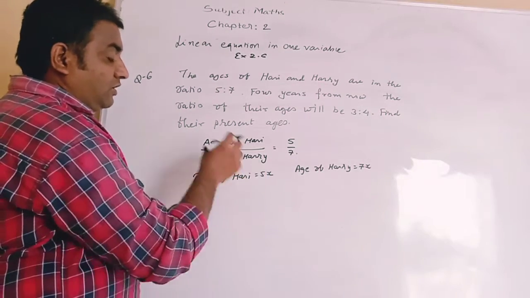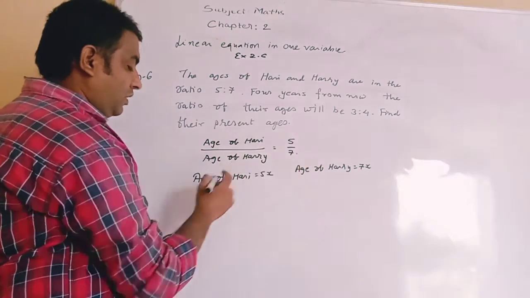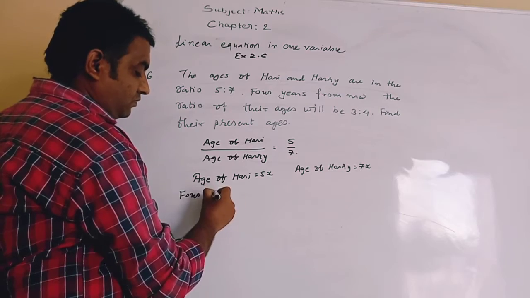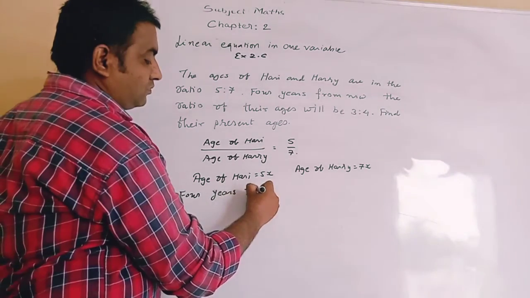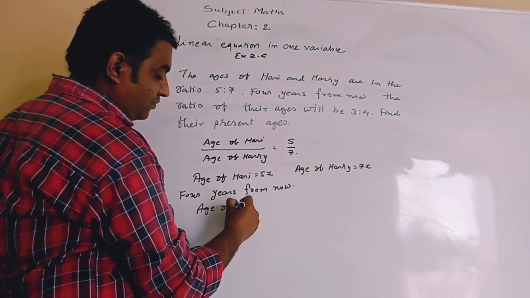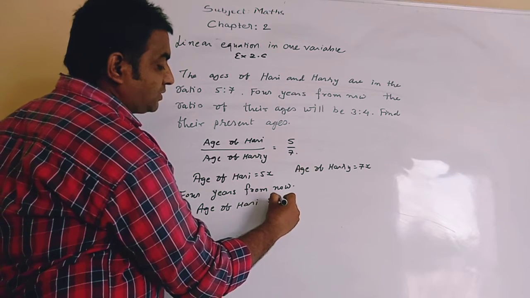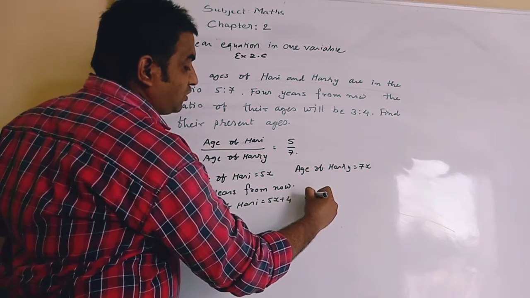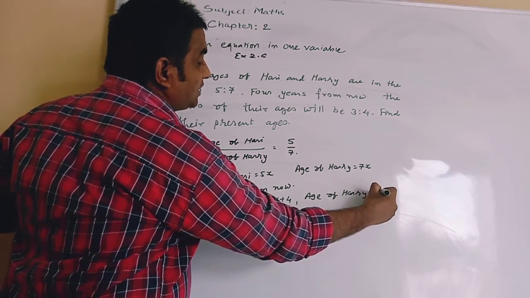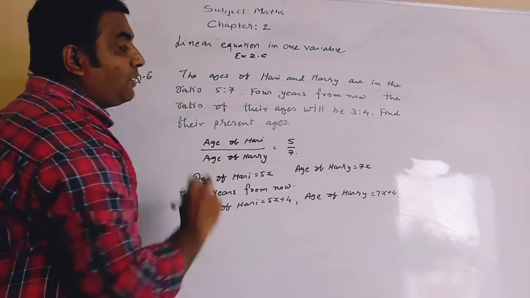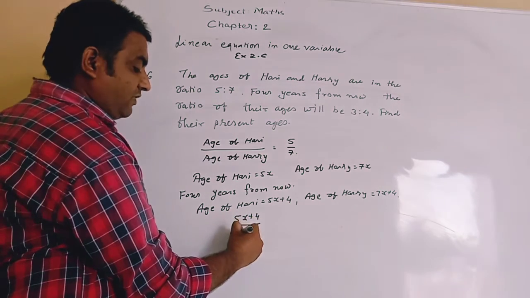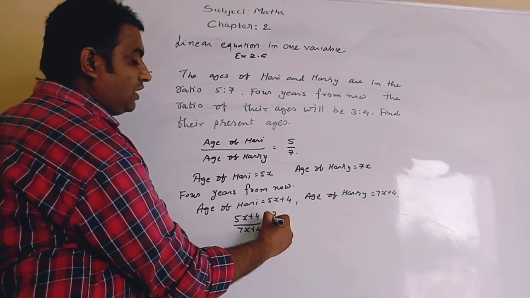Now 4 years from now, both will become older, and so their ages will increase. So we have to add 4 to both ages. So 4 years from now, the age of Hari will be 5x plus 4 and the age of Harry will be 7x plus 4. Now at that time the ratio is given as 3:4. So (5x plus 4) by (7x plus 4) is equal to 3 by 4.